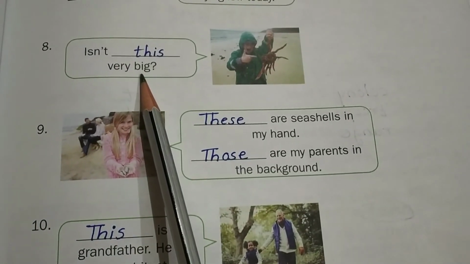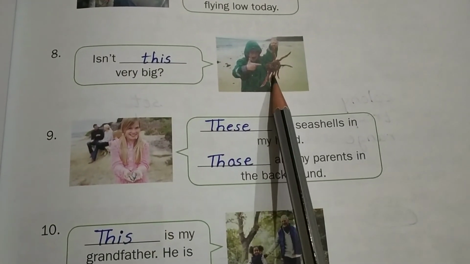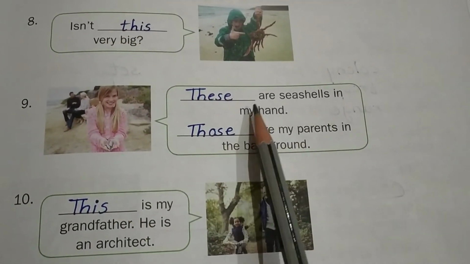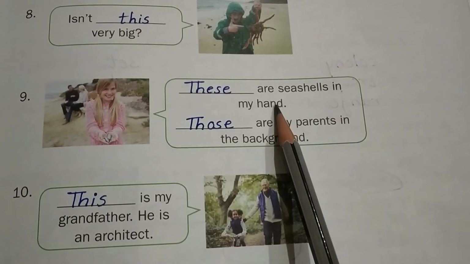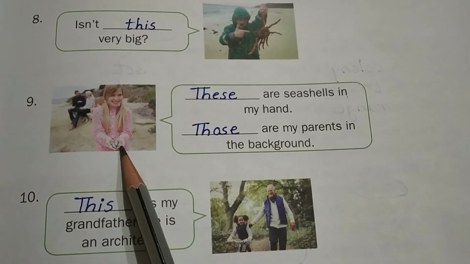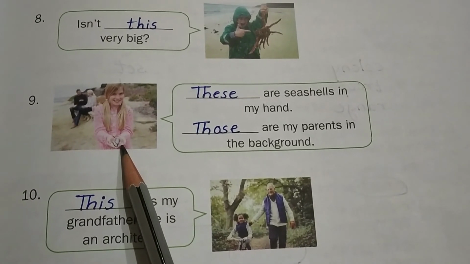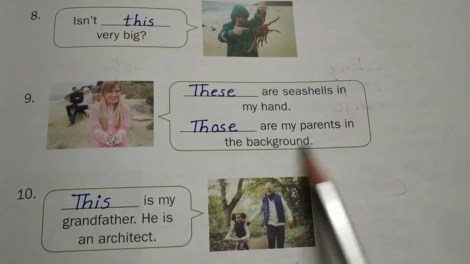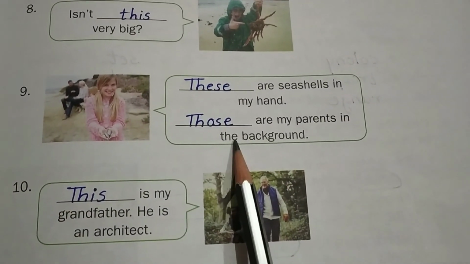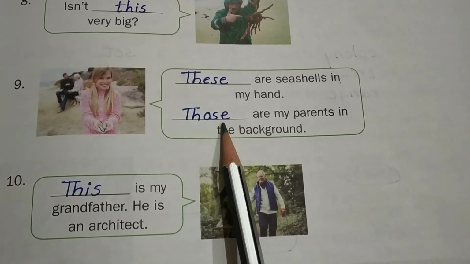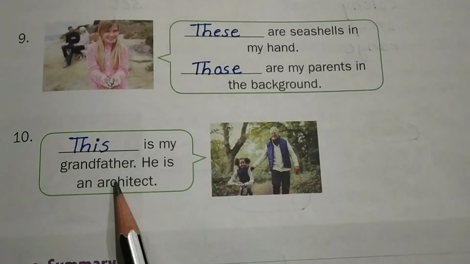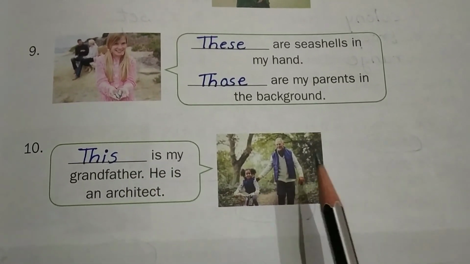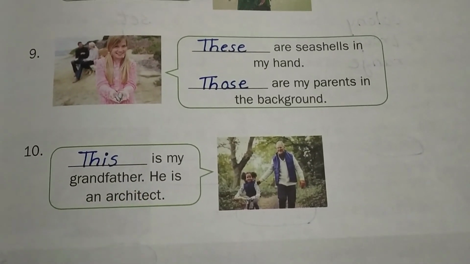Eight. Isn't this very big? This. It's near to that man and it is single. So this. These are seashells in my hand. These. She's showing it's with her and these are many. So that's why these. Those are my parents in the background. Parents are away and she is demonstrating about parents. So those. Ten. This is my grandfather. He is an architect. Grandfather is near to her and he is single. That's why this is my grandfather.